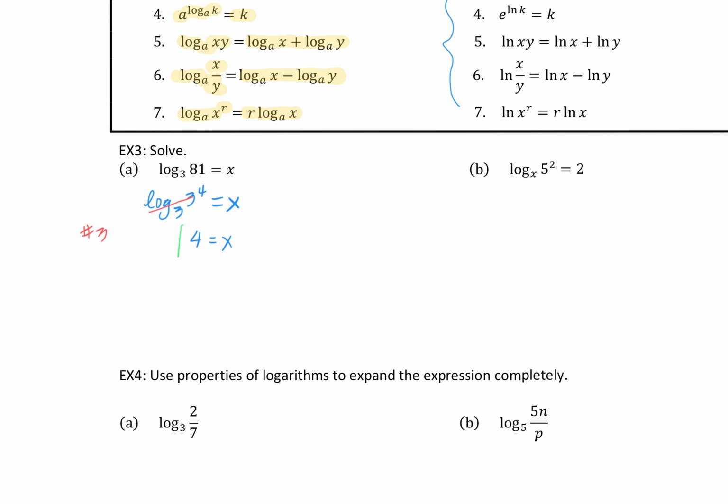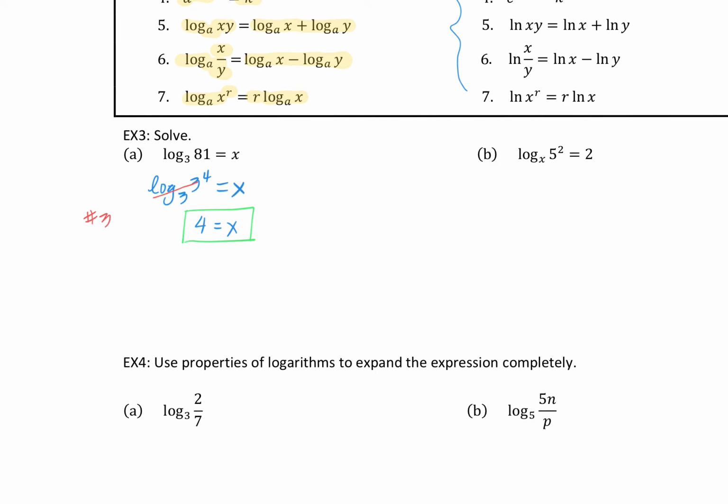So again, that's using the properties instead of switching it to exponential form. But we could switch it to exponential form. We could just as easily say, okay, this is base 3. Just as a reminder, the exponent is x. That has to equal the argument, which is 81. And then getting the bases to match, we get down to x is equal to 4.